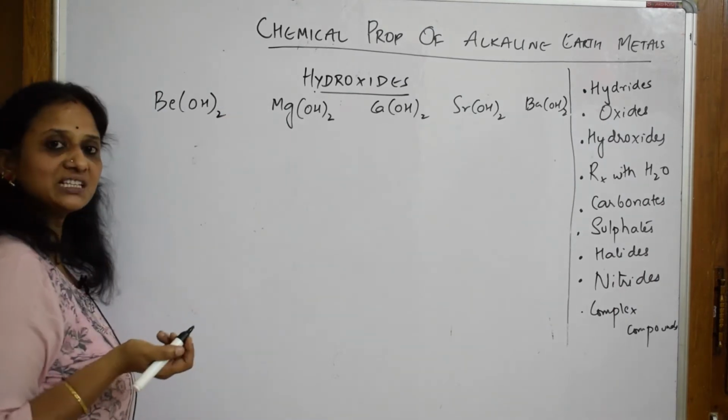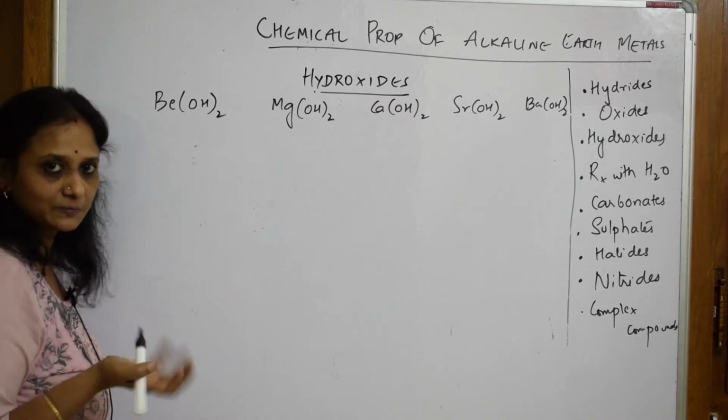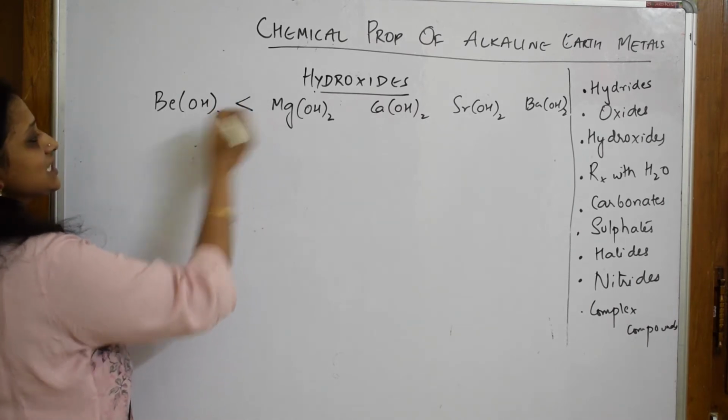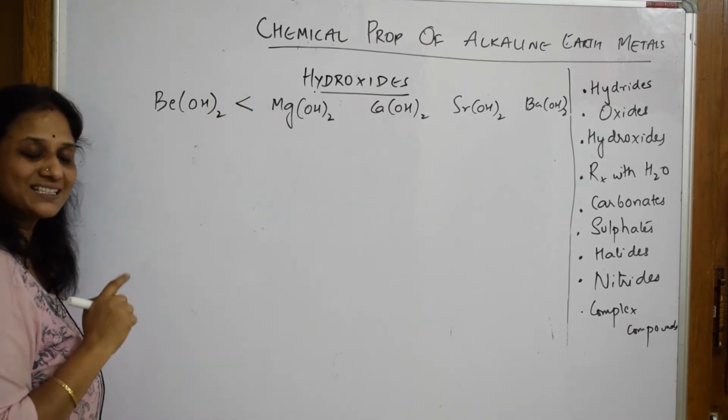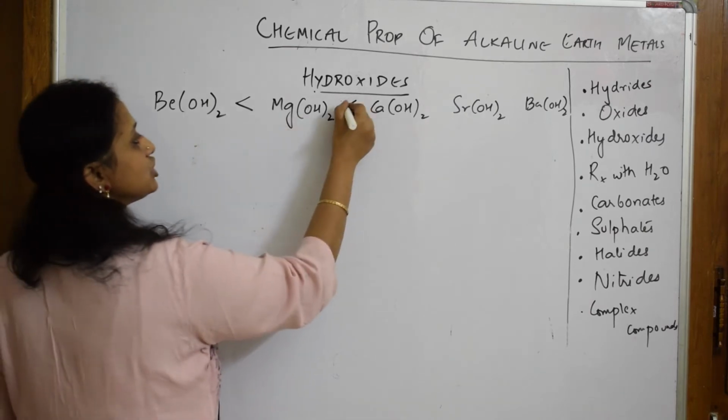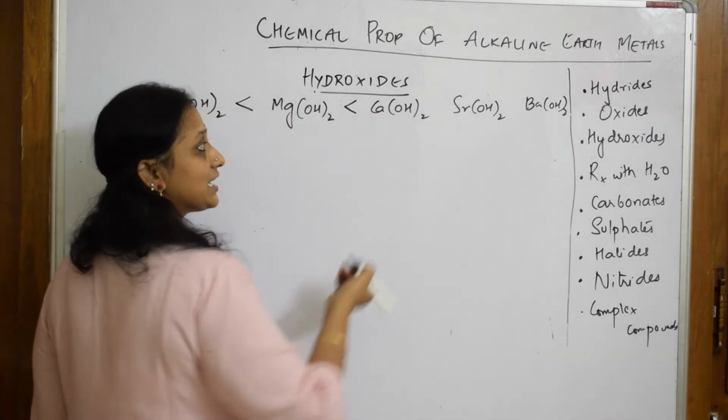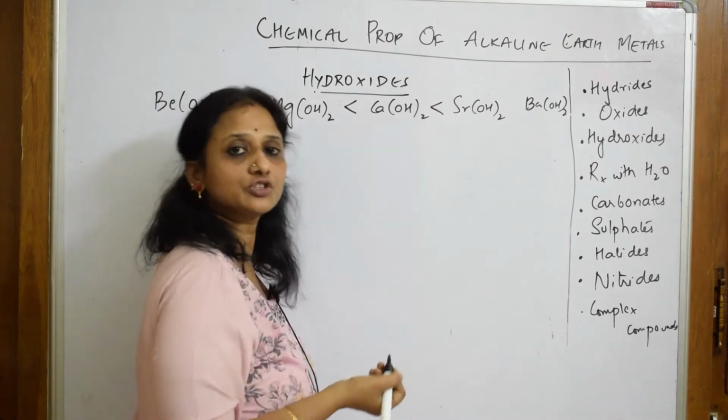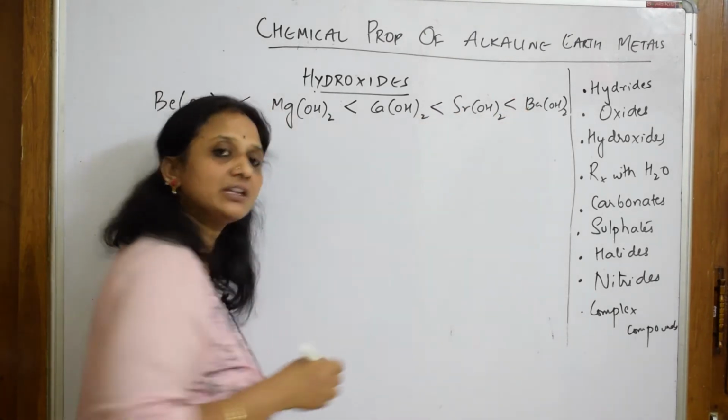Now why am I speaking about basic nature? Because of the presence of OH minus ion, correct? Now beryllium hydroxide is less basic. The order of basicity is: beryllium hydroxide is less basic than magnesium hydroxide, which is less basic than calcium hydroxide, which is less basic than strontium hydroxide, which is less basic than barium hydroxide.